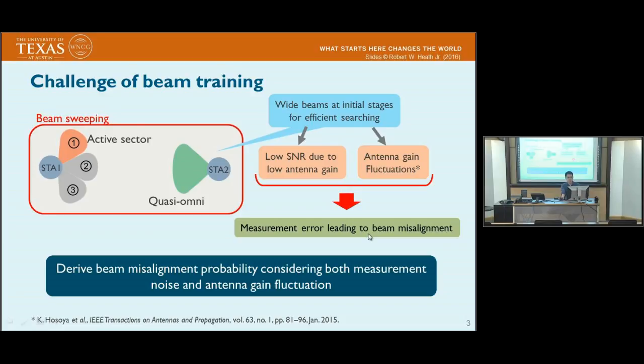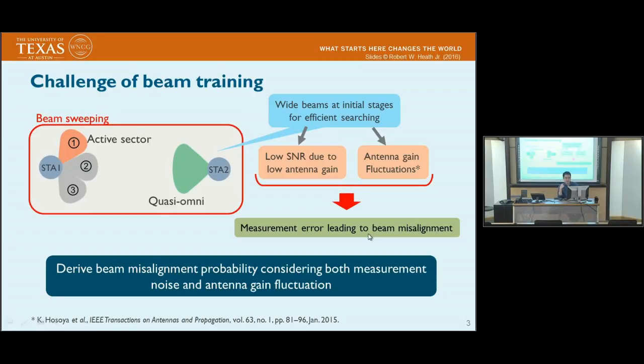Many of these beam sweeping based approaches use wide beams, called quasi-omni here, in the initial stages. The reason is to increase the search efficiency. However, when we use wide beams, there are two main problems. One is that we don't have the antenna gains. That means we have low SNR during the beam training, and that could lead to erroneous beam selection.